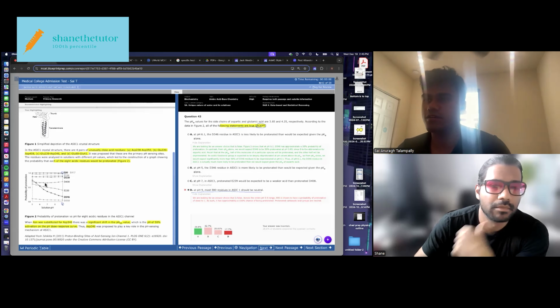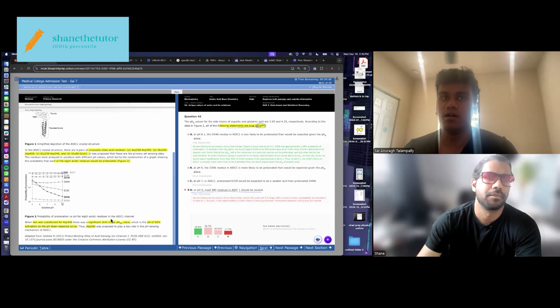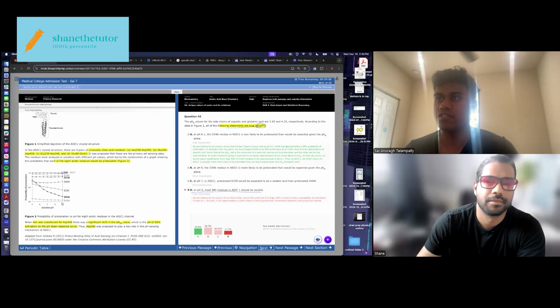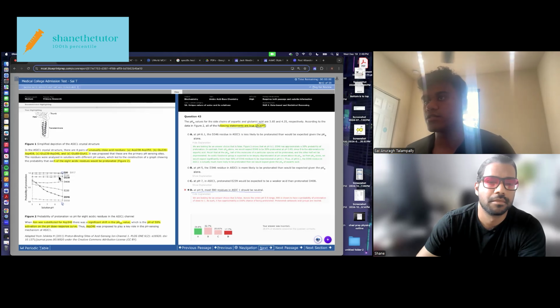Okay. So I think that kind of reminds me. Apparently the reason this is true is because the E239, if it's more likely to be protonated, it's less likely to want to give up the proton. So I guess that makes it a weaker acid. And then at pH 5, the D346 residue is more likely to be protonated, and that would be expected given the pK value alone.